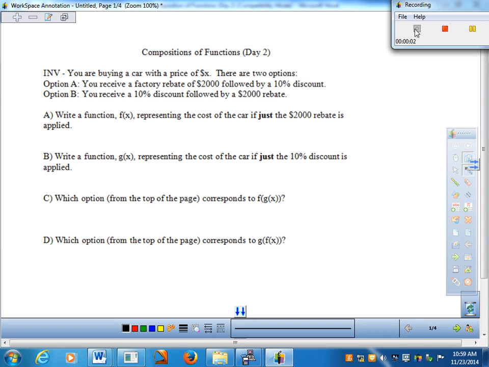Welcome. Today's lesson is entitled Compositions of Functions Day 2. We'll take the opportunity today to solidify some of the skills from the previous lesson and then also maybe expand to a couple other ideas dealing with compositions.